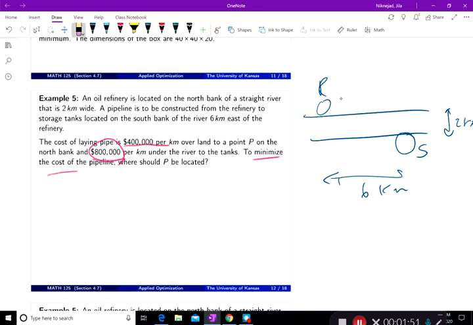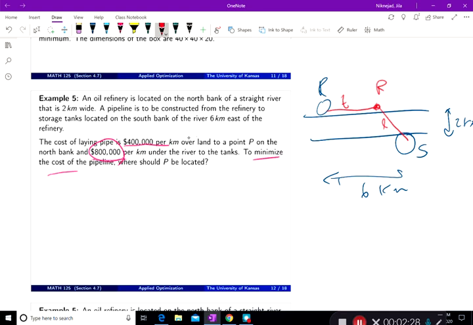It turns out there is a point P in the middle that you can connect here, and then you connect here. This length you can call L, times 800,000, plus this other length, you can call T, times 400,000, is going to add up to the smallest amount possible.